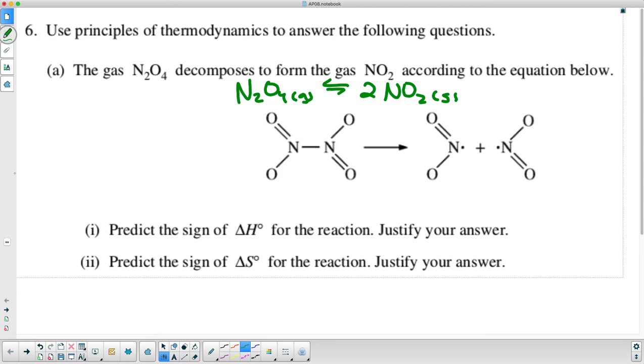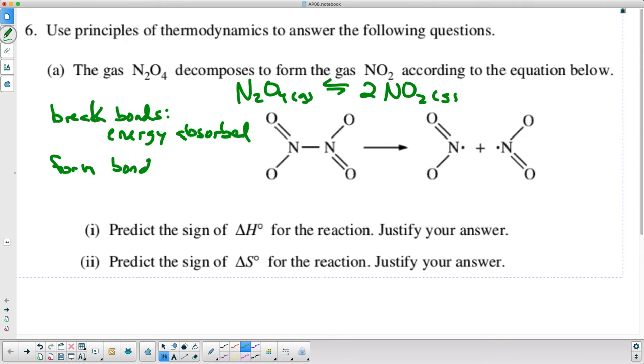When we break bonds, that equals energy absorbed. Okay? Form bonds equals energy given off. That's as simple as I can put it.